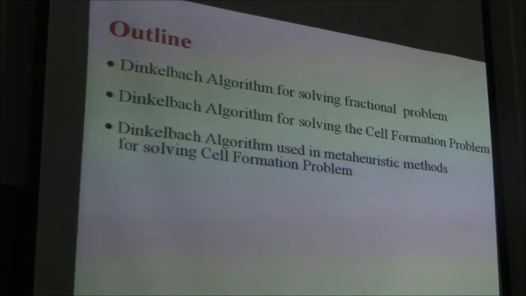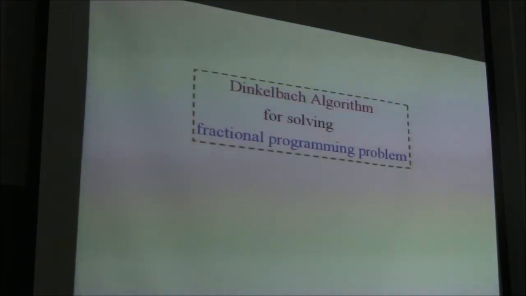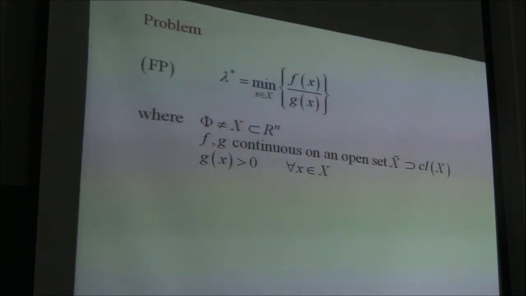Okay, good. So the Dinkelbach procedure is a technique to solve a programming problem where the objective function is a ratio of two functions. So this is a technique to solve fractional programming problems. Roughly speaking, you have two functions, f of x and g of x, and you try to minimize the ratio over the set of points belonging to some feasible set. The feasible set is a subset of Rn.